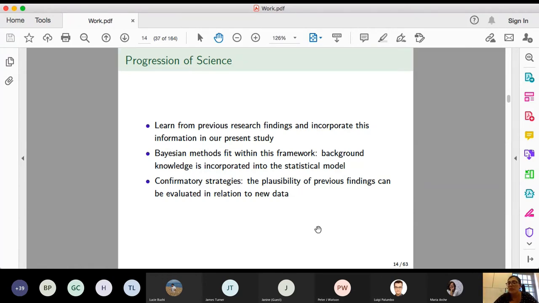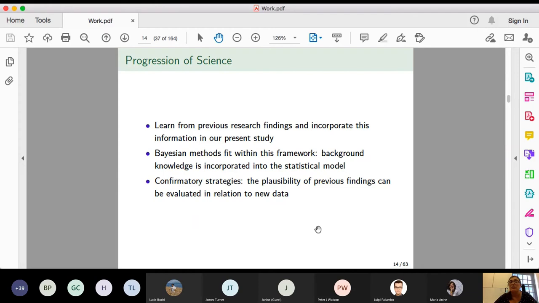So we Bayesians believe that this type of reasoning is more in accordance with the progression of science. We learn from previous research findings, and we incorporate that information that we have in our current research, in our present study. Maybe the previous findings will have an impact on the area that I'm investigating now. I was reading some papers on this, and now I want to investigate on this. Maybe it will have an impact on the research questions that I have. Maybe it will have an impact on the hypothesis that I have, etc. The Bayesian framework fits very well with this idea of progression of science, because you can incorporate all the background knowledge that you have explicitly in your statistical model.